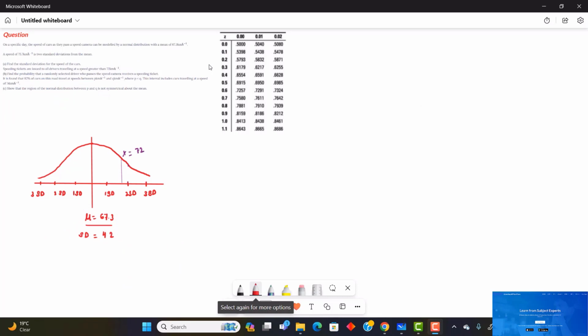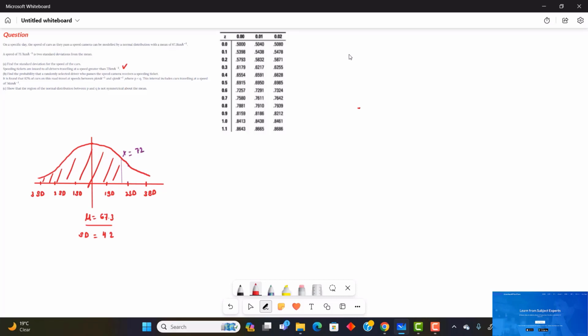Now the second part of the question is asking us to find the probability that speeding tickets are issued at a speed greater than 72 km per hour. To find this, we need to find the probability in the region up till x is equal to 72. To do that, first we will have to find the z score.